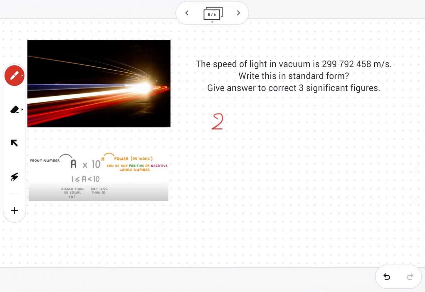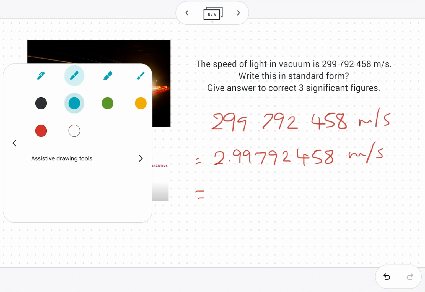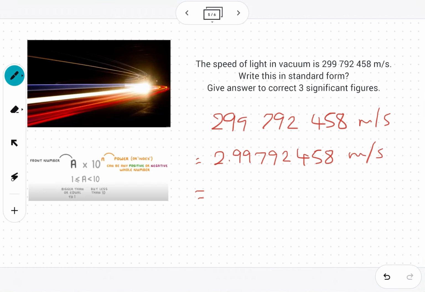299,792,458 meters per second. Just now we already turned it into standard form. It looks like this. But now we want it to be 3 significant figures only. So we've learned about significant figures. I hope you remember how to do it. So you go from the left and then you count 1, 2, 3. So we want 3. So we stop there, cut it there.